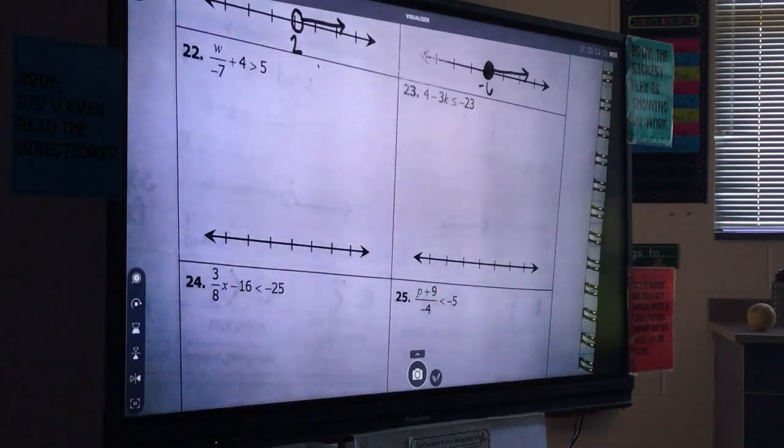What'd you get for 22? X is greater than -7. What'd you get for 23? And K is greater than or equal to 9. What'd you get for 24?